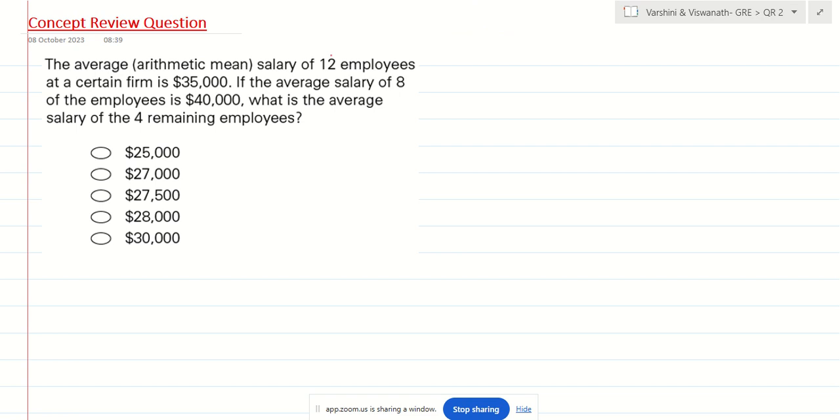The average salary of 12 employees at a certain firm is given. So if I draw the pie, let's say draw this way. First group, 12 employees. What is the average salary given? 35,000. I can multiply, I'll get something here. Correct, no?